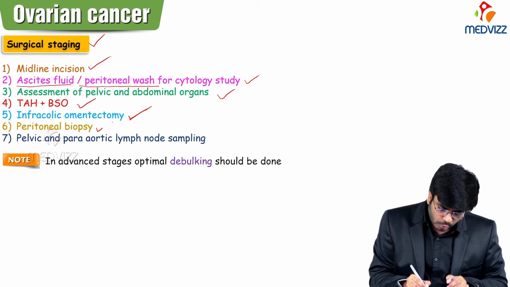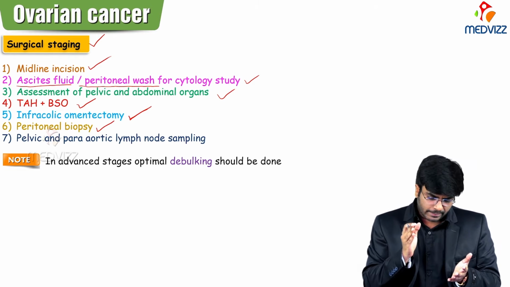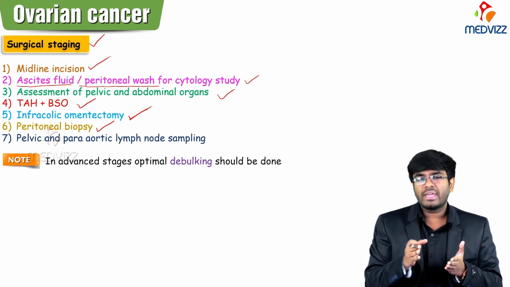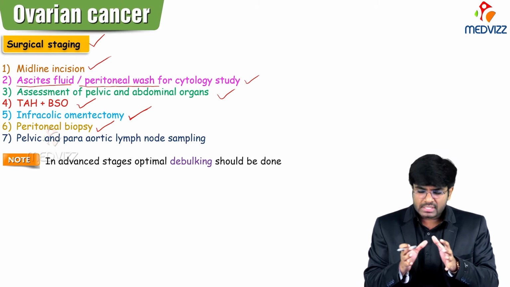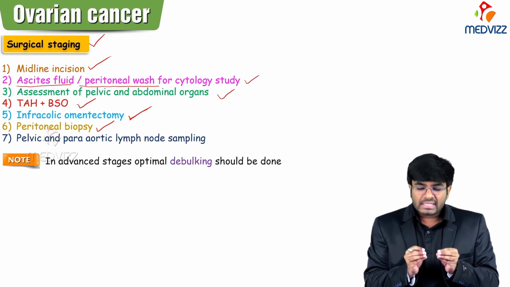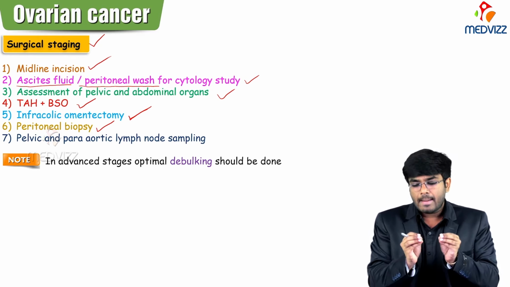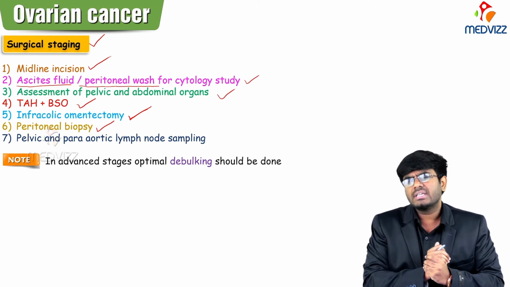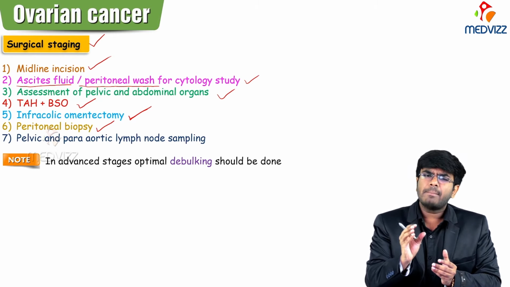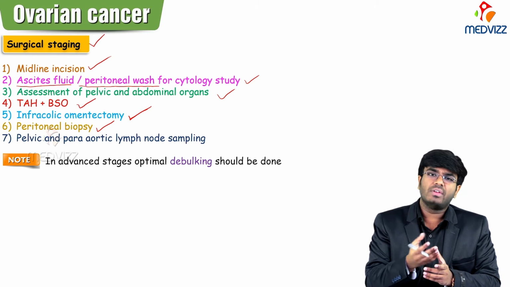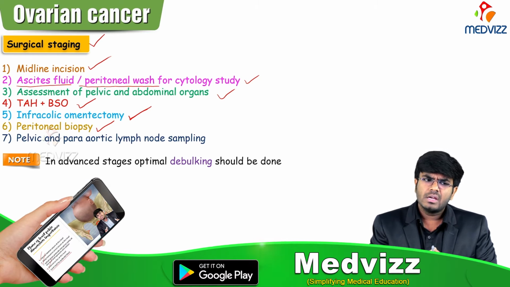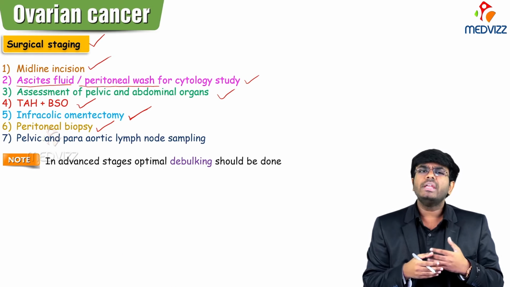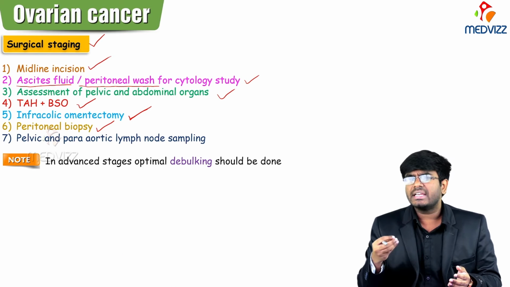and also do a peritoneal biopsy. These and all we are doing. This infracolic omentectomy, peritoneal biopsy, ascitic fluid collection for cytology, all this we are doing to know whether there is any micrometastasis or not. But think logically, if you can see a very big lump of tumor on the capsule of the liver, which means you can grossly see it, in that condition you need not do the ascitic fluid collection and send it for cytology. Why?